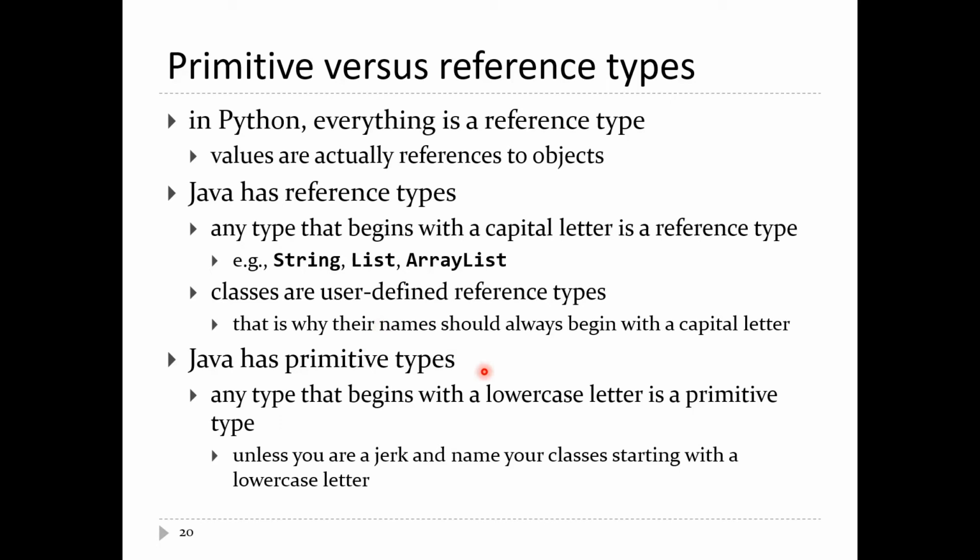Unlike Python, Java also has primitive types. Okay, so any type that begins with a lowercase letter is one of the primitive types, right? Unless you are not following the Java convention and you decide to name your classes starting with a lowercase letter, right? So you should always name your classes with an uppercase letter because your classes are actually reference types.